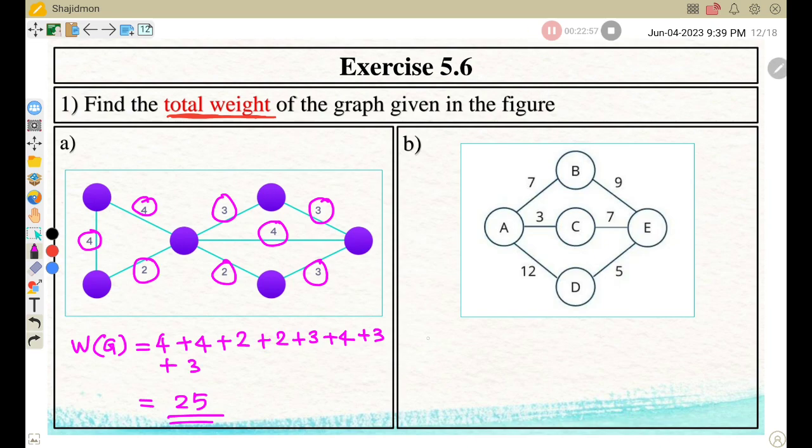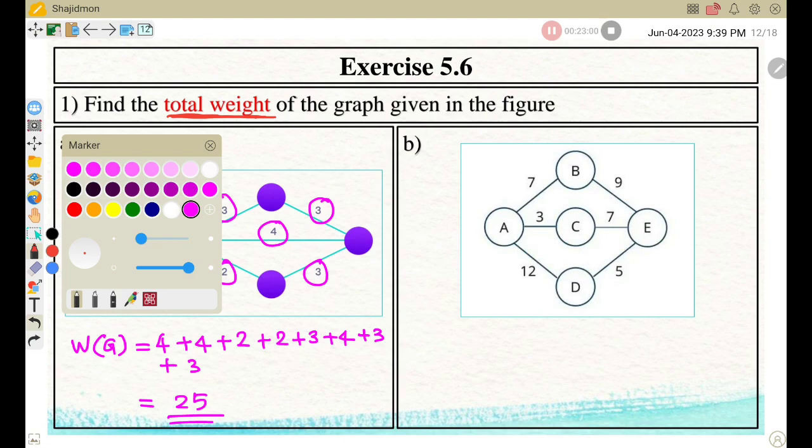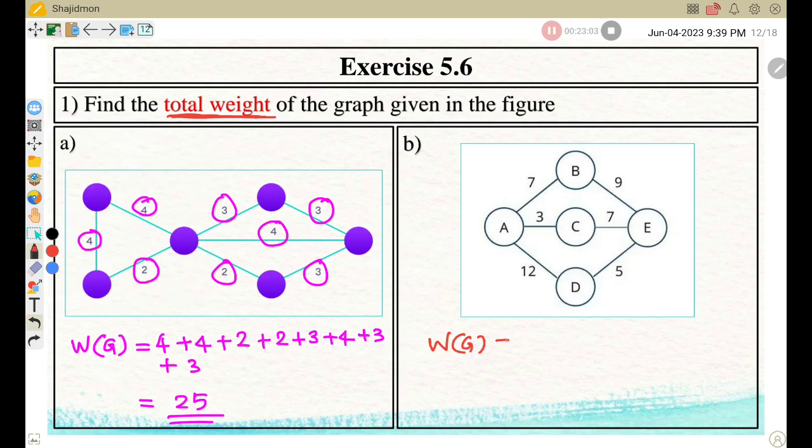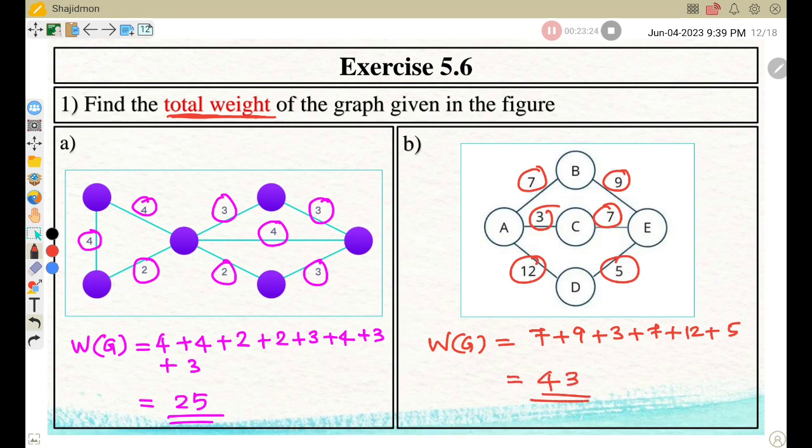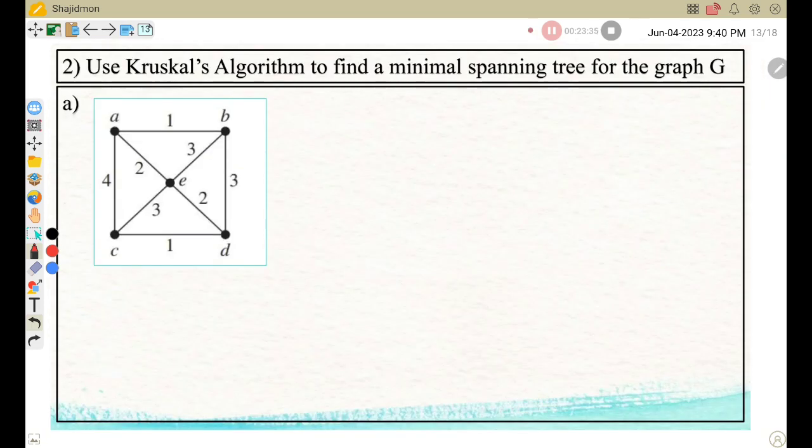Okay, now B part. We need to calculate the total weight of the graph. Weight of this graph equals, same way we can add the numbers. So 7 plus 9 plus 3 plus 7 plus 12 plus 5, correct? Totally we will get 43 total weight. So total weight calculation is easy. Just take the weight assigned to each edge, add these numbers, and we will get the total weight. Hope you understood. Now we will go to the main idea.